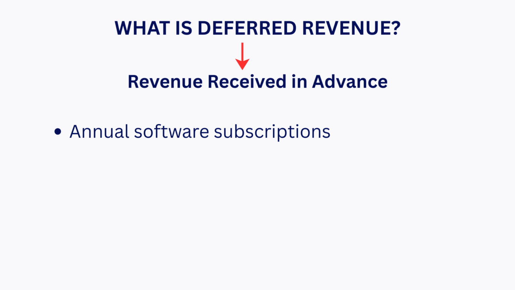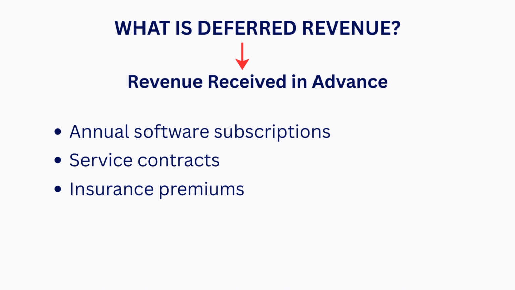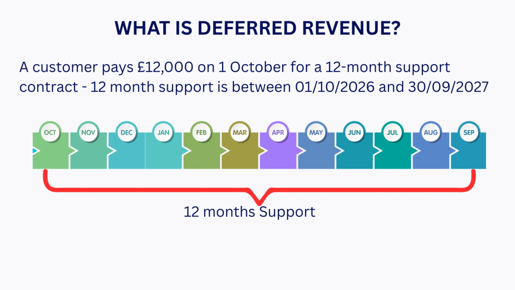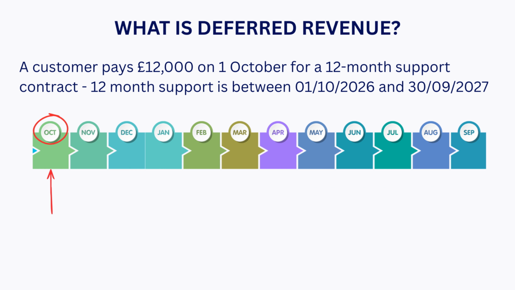Think about annual software subscriptions, service contracts, insurance premiums, maintenance agreements. For example, a customer pays £12,000 on 1st of October for a 12-month support contract. At the point of payment, the business has not yet provided 12 months of support. The business provided only 1 month of support. Therefore, it cannot recognize the entire £12,000 as revenue immediately. Only the portion relating to services already provided can be recognized as revenue. The remainder becomes deferred revenue.